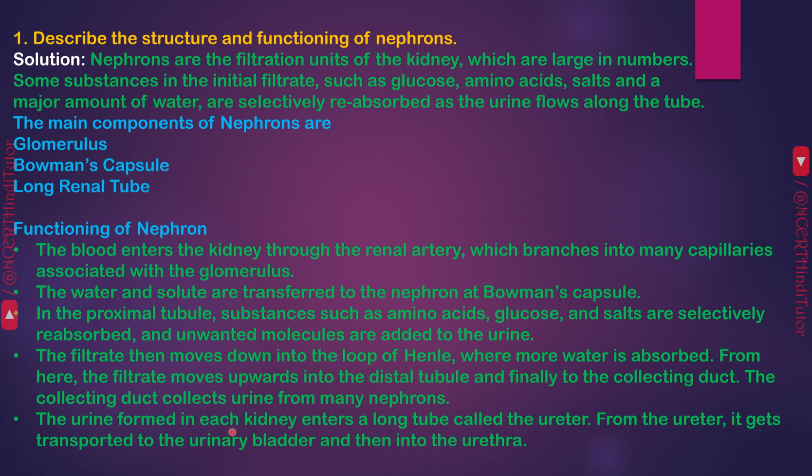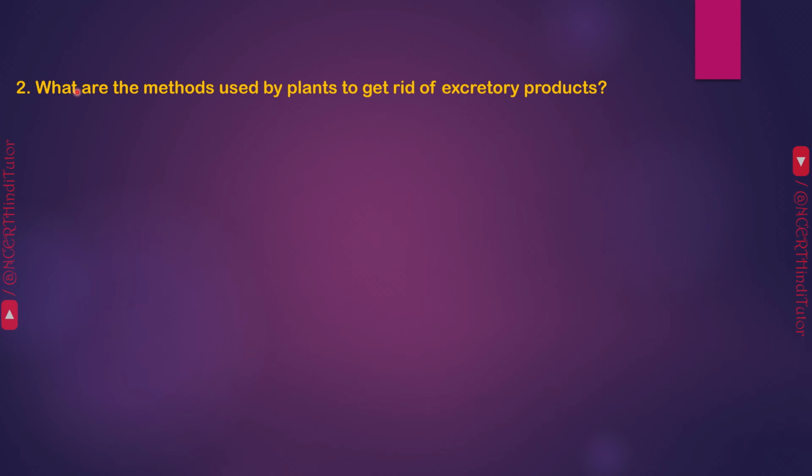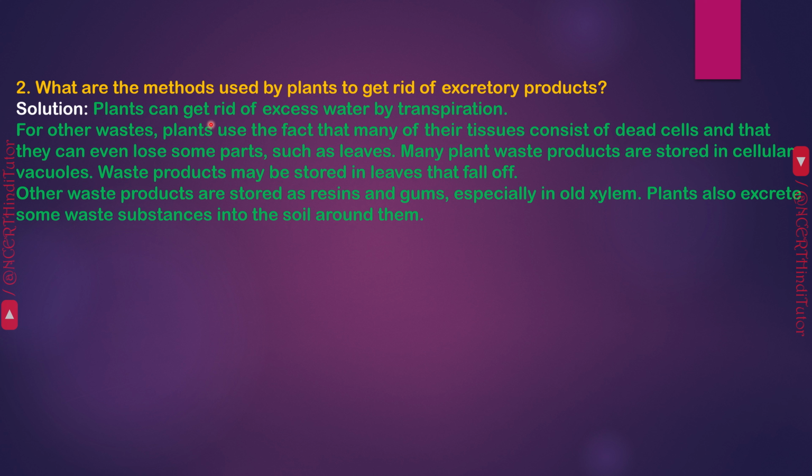The urine formed in each kidney enters a long tube called the ureter. From the ureter, it gets transported to the urinary bladder and then into the urethra. Question 2. What are the methods used by plants to get rid of excretory products? Answer. Plants can get rid of excess water by transpiration.